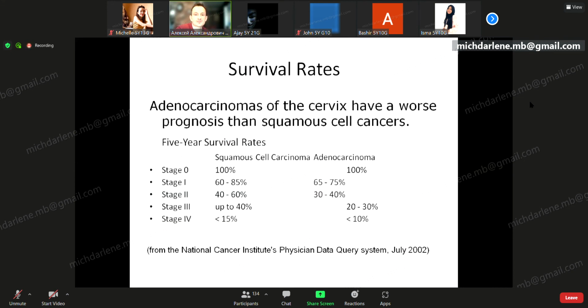Take a look at the survival rates. Stage 2 has 5-year survival of only 30 to 40 percent. So after 5 years of our treatment, we can expect that only 5 persons from 10 will be alive. We are not even talking about 10-year survival. So 5 from 10 are going to die.